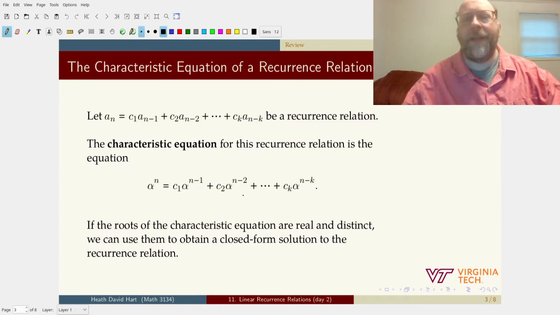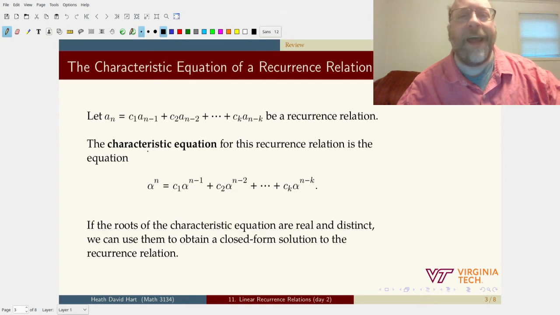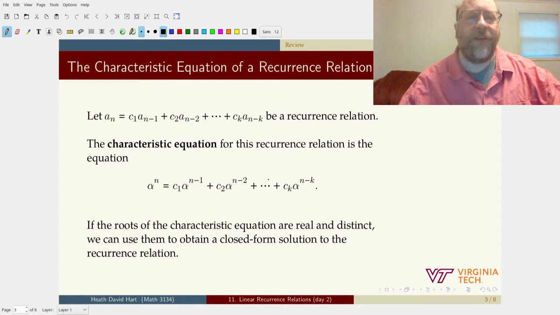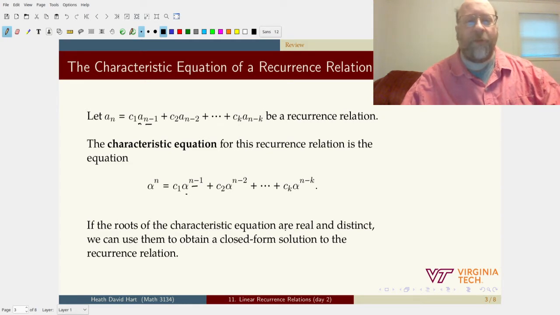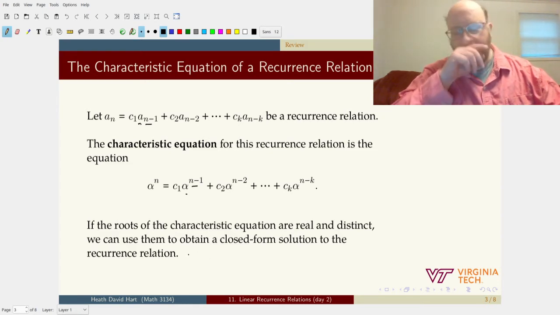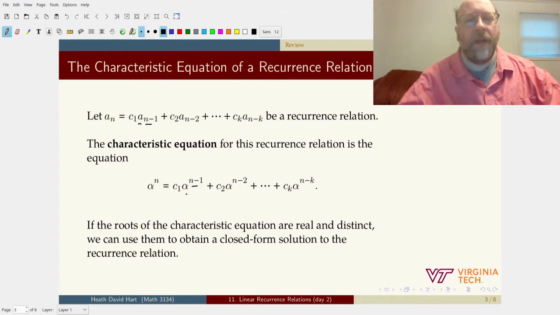When we want to de-recursify, is that a word? De-recursify a recurrence relation, we use the characteristic equation for that. The characteristic polynomial is what we get when we change the a's to alphas and the subscripts into powers. If roots are real and distinct, we can find a closed form solution to the recurrence relation. And we did an example of this last time, but we'll do another example of it on the next slide.